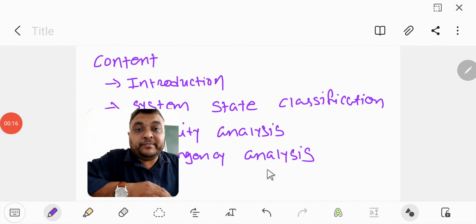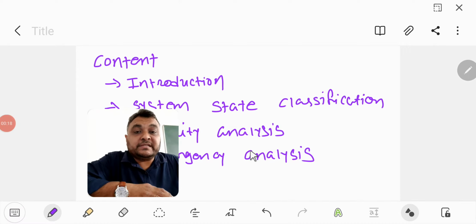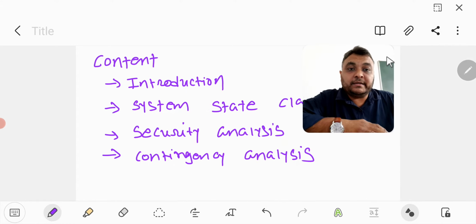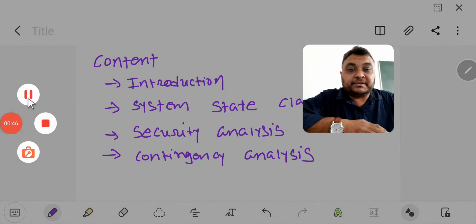So these are the contents of this lecture. First of all, we will begin with the introduction: what is power system security. Then we will see the system state classification, then the security analysis, and then we will see what is the contingency analysis. Okay, so one by one I will explain all the topics and see what things come into the lecture.